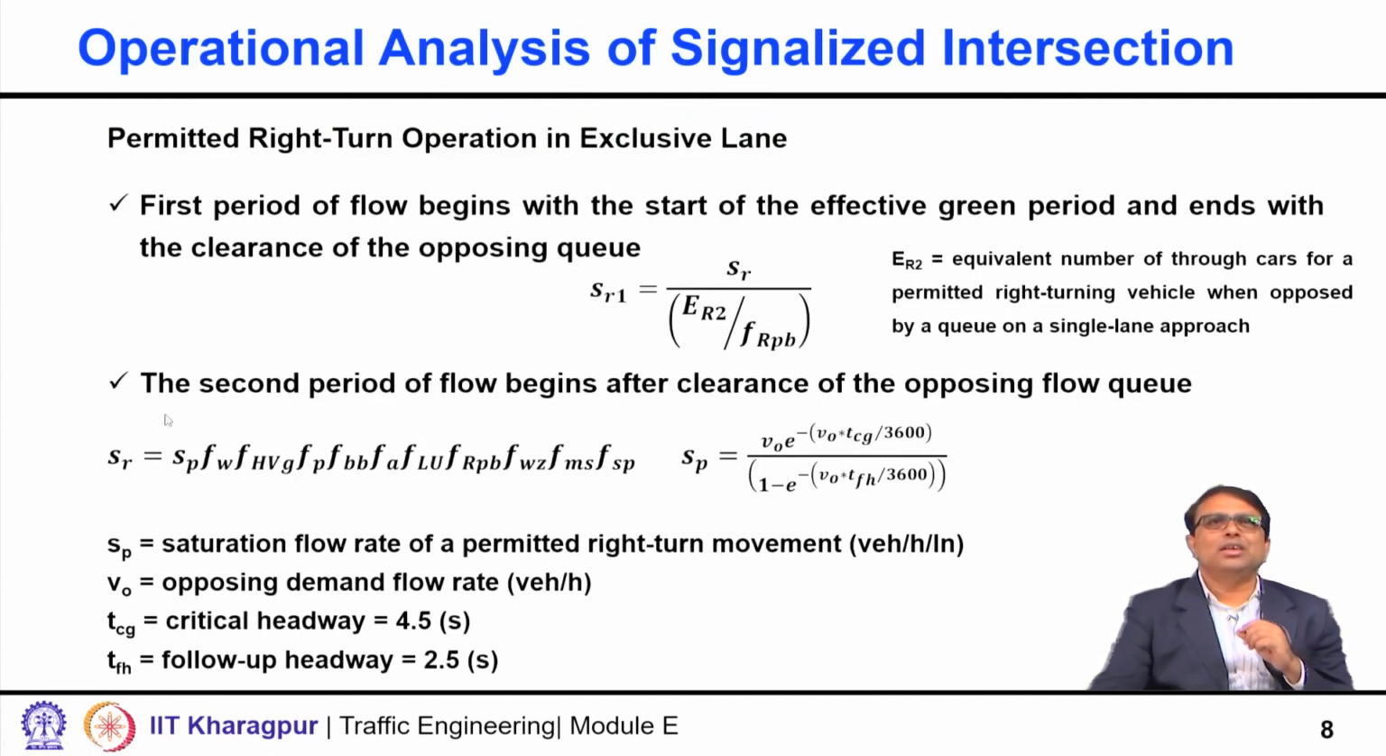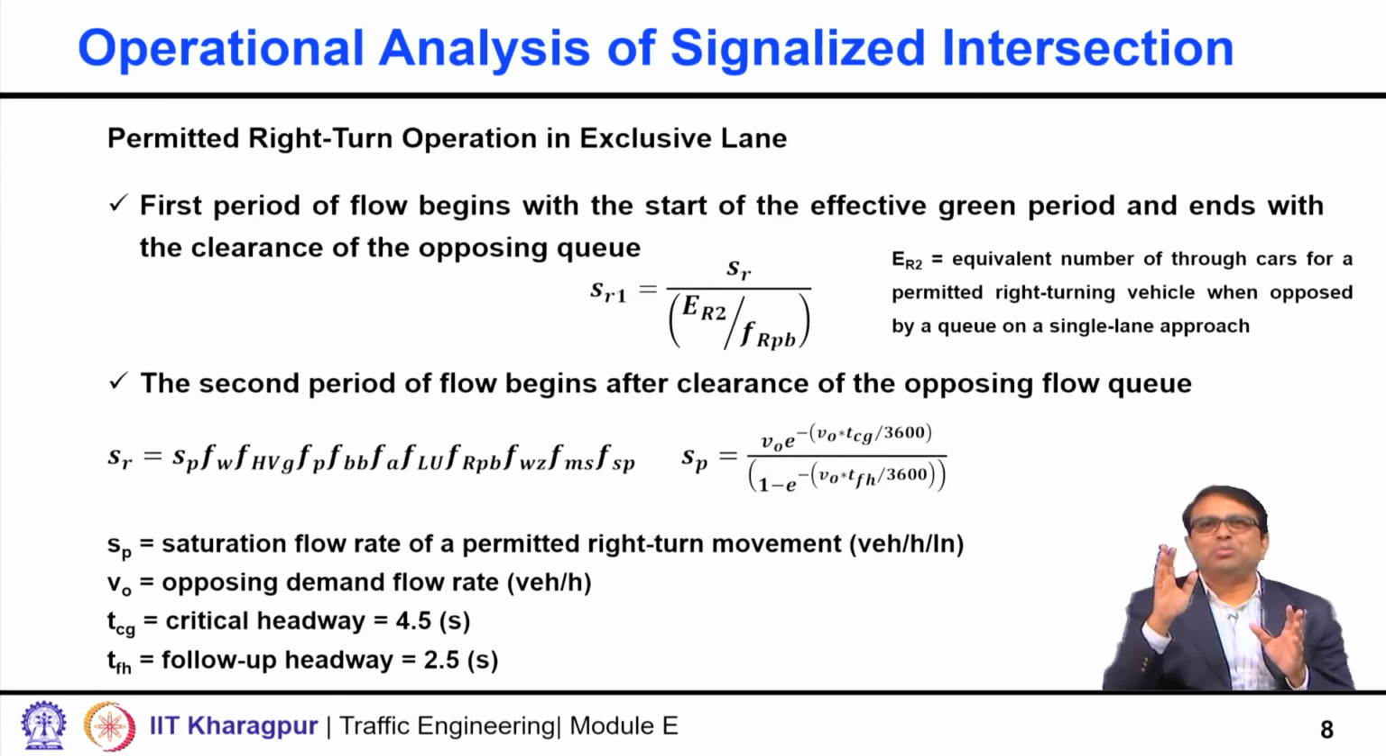Now, what remains is the permitted right turn operation in an exclusive lane. Here there are two additional considerations between left turning permitted and right turning permitted. The basic difference is that in left turning permitted, the turning vehicle has to yield only to pedestrians and bicycles. That is the factor. In the right turning case, one more thing is there: a vehicle is coming from the opposite direction, because you are taking a right turn and the opposing through movement is coming.